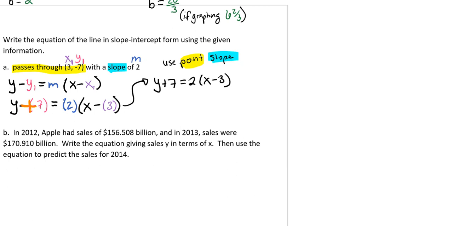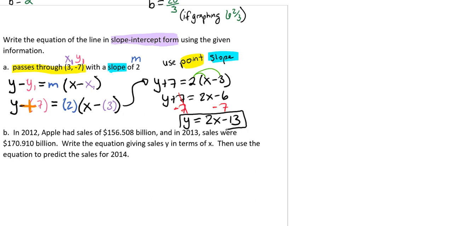And since we're trying to write our equation in slope-intercept form, that means that we're going to need to distribute that 2. So we have y plus 7 equals 2x minus 6. Then we need to subtract 7 from both sides to get y equals 2x minus 13. And this is slope-intercept form because there's our m right there, and there's our b right there. So that's our slope-intercept form.